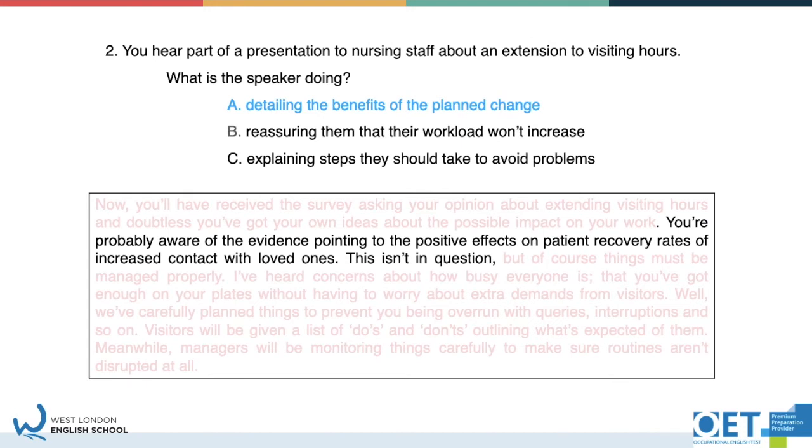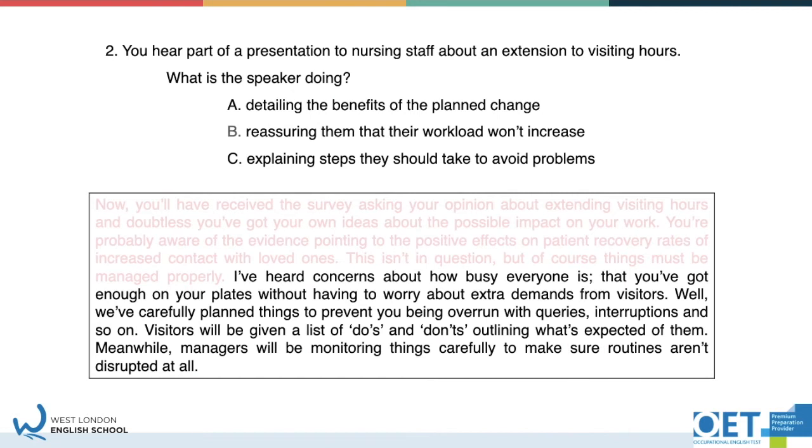So here we have the transcript. If we look at the first answer, detailing the benefits of the planned change. Now, if we read this line that's highlighted, it says, you're probably aware of the evidence pointing to the positive effects. Now, if we say something like, you're probably aware, this would mean that the speaker doesn't think they need to detail the benefits because the staff are already aware of the evidence of the positive effects. And again, we've got those synonyms, benefits and positive effects. So this cannot be the answer.